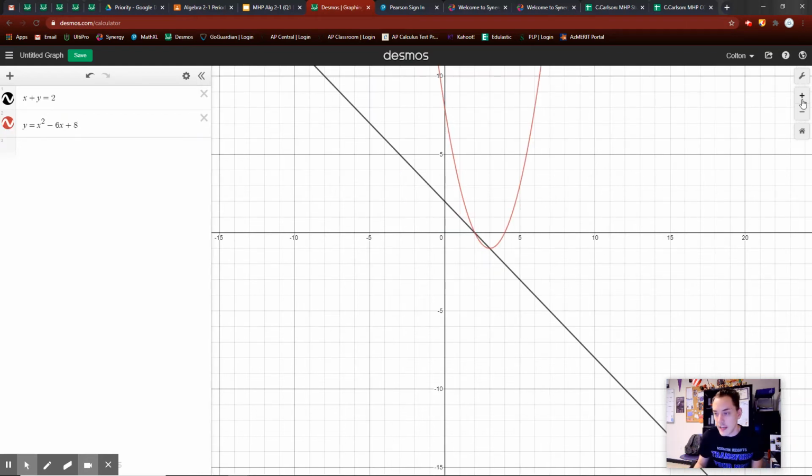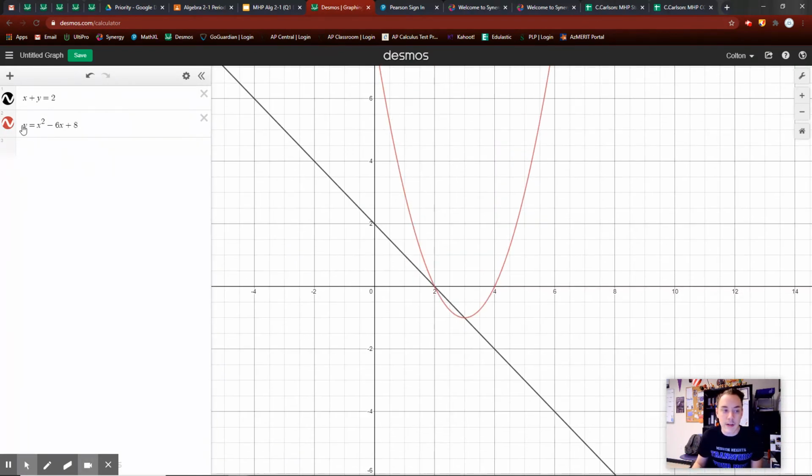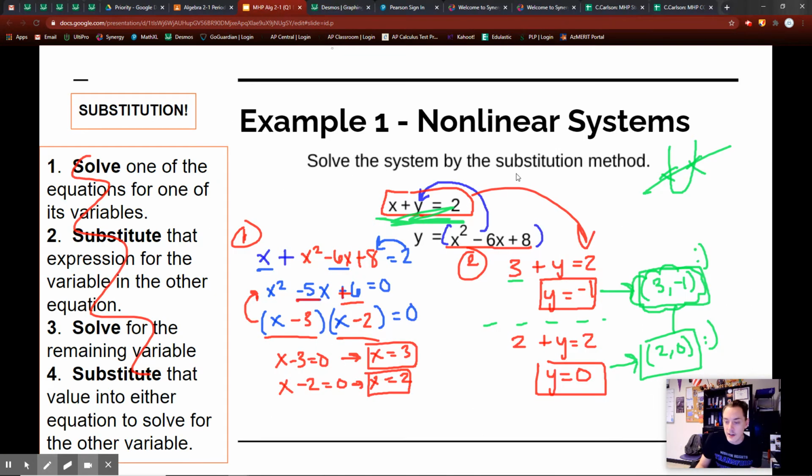Let's zoom up just a tad bit. This is my parabola in red. That's my parabola. And this is my line. Now, when we put them on the same graph, where do they cross? Is that not what we found right here in green? 3, -1, 2, 0.